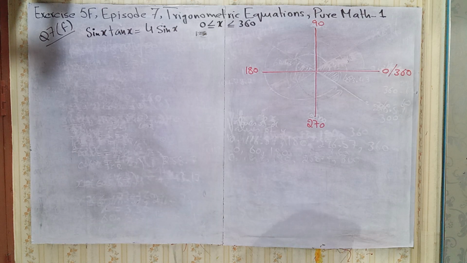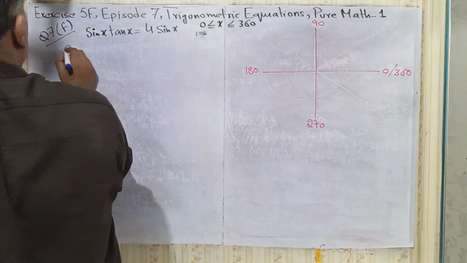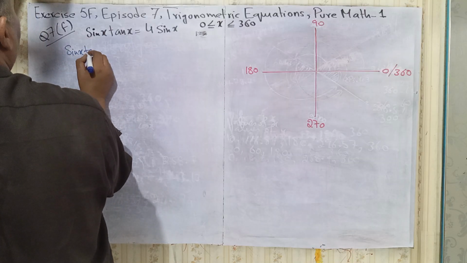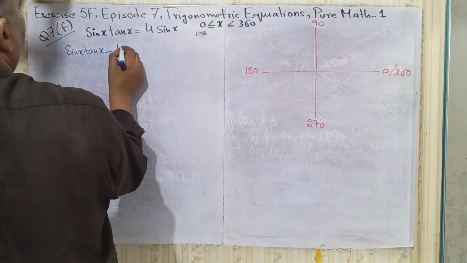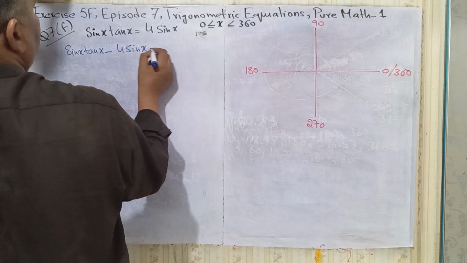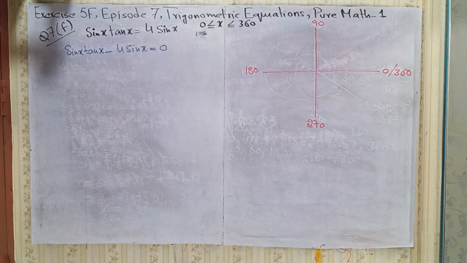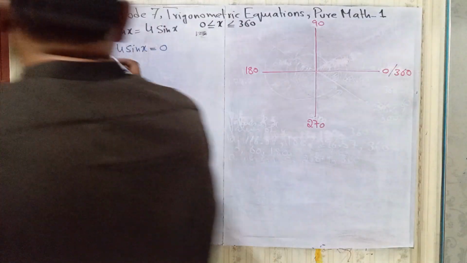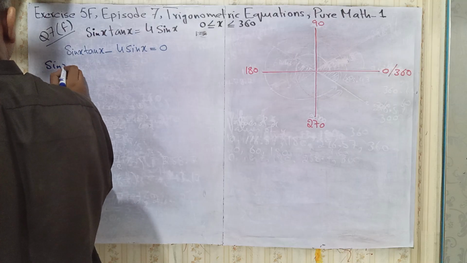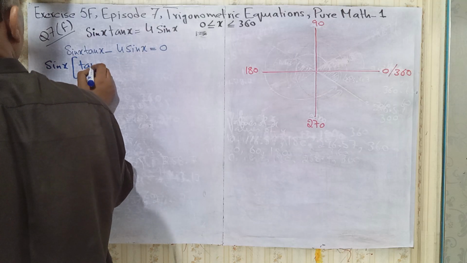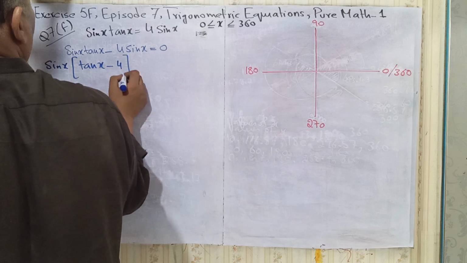So, first of all, I will bring this 4 sine x to this side. So sine x tan x minus 4 sine x is equal to 0. Now, you see, I can take the sine x common. So the sine x is common, then you will have here tan x minus 4 equals 0.